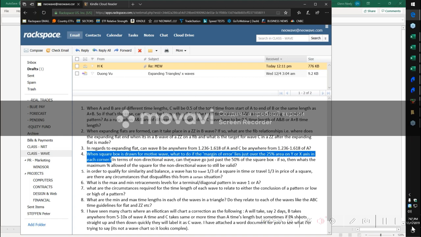Right, so it has to be 33% of the price and complexity, or the time and complexity, or whichever 2. Right, just as long as 2 of those 3 are met. If only one of them is met, you're pushing your luck. Right. Okay. I think I've also asked, in terms of non-directional waves, can the wave go just past the 50% square? Because I know you have mentioned that non-directional waves just cover half of the price, but usually similar time.